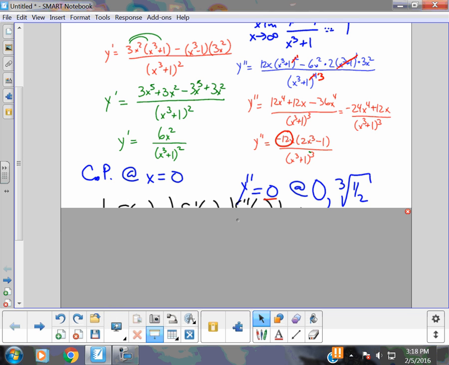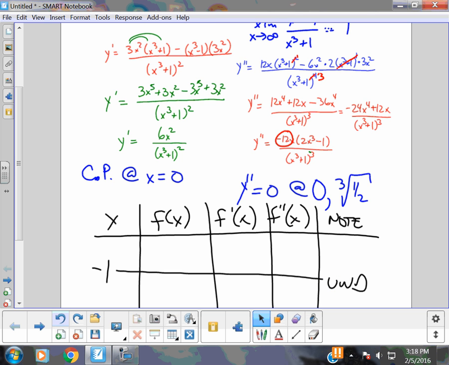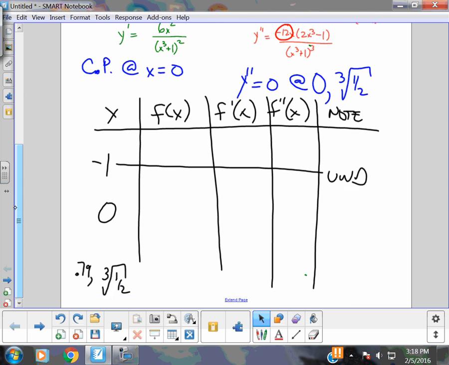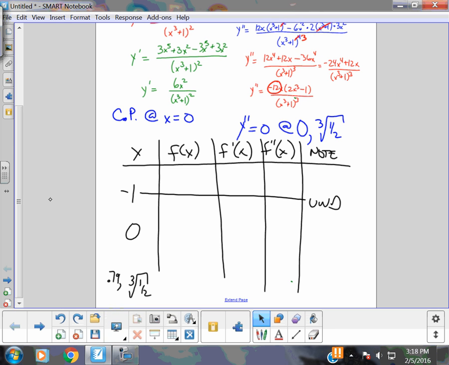I now have all the stuff I need to do my sign table. I have the vertical asymptote of negative 1, critical point of 0, and the cube root of 1/2, which in my calculator is about 0.79. And I've set up this table. Negative 1 is undefined. I have the first, second, and third derivative columns. I know that 0 is a y-intercept of negative 1. I also know the derivative was 0 for these two. So I am thinking that most likely it doesn't have a max or min. I also know that the cube root of 1/2 is a 0 for the second derivative.